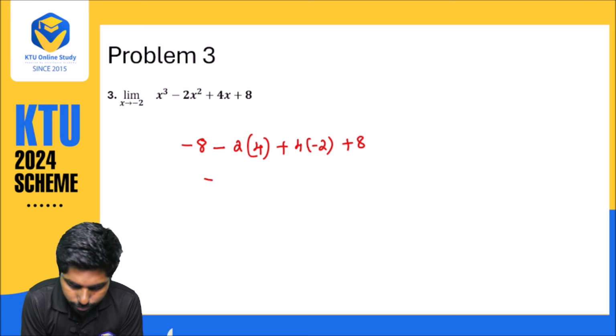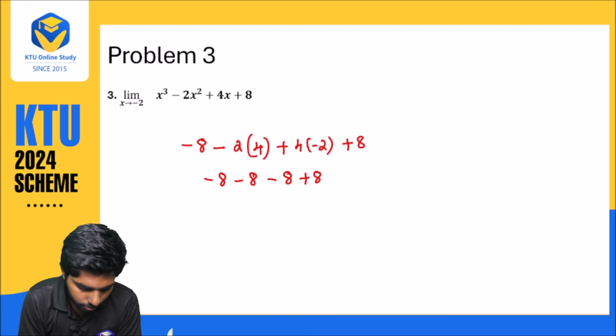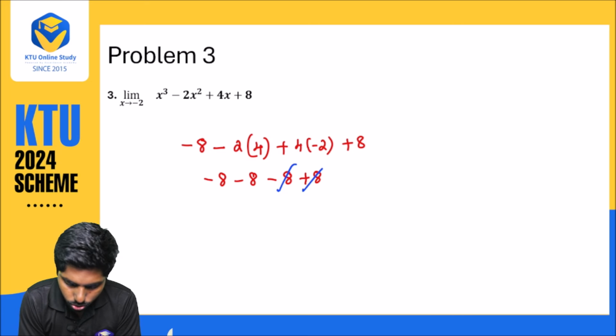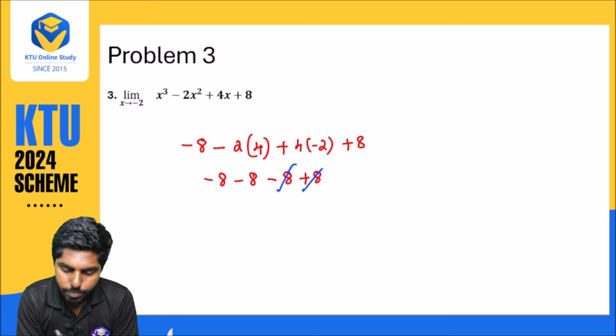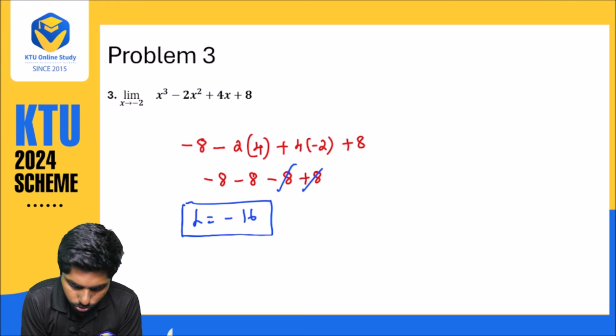So what we will be getting? Minus 8. Here also minus 8. Here what we will be getting? Here also minus 8 plus 8 we will be getting. So we can cancel both of these things. So what we will be getting? Minus 8 minus 8. So our L is equal to minus 16.